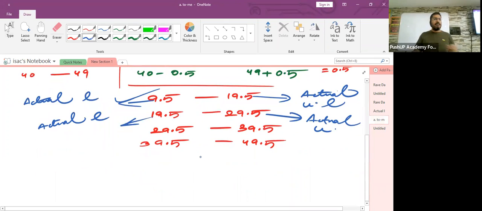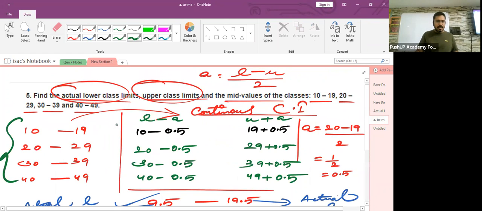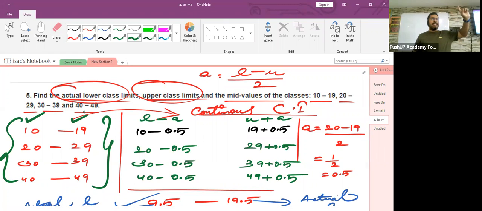9.5 to 19.5. Always remember, children, in discontinuous class intervals, which was the discontinuous class interval? Over here, no? This one. In discontinuous class intervals, you will consider the lower limit to be counted, and you will also consider the upper limit for counting. Just remember this. In continuous class intervals, you will never consider the upper limit for counting, isn't it? But in discontinuous class interval, you will consider both the upper and the lower limit for counting. Can you please note it down?